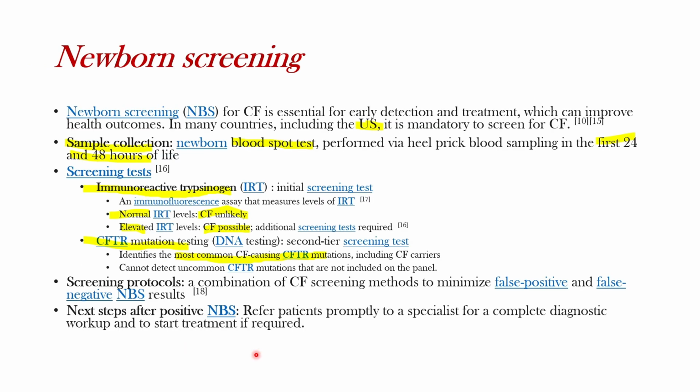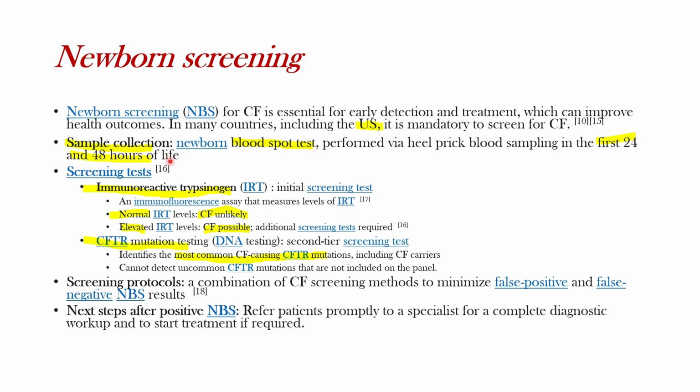Women will have reduced fertility because the viscous cervical mucus can obstruct fertilization, and we will have menstrual abnormalities, for example, amenorrhea, and delayed development of the secondary sexual characteristics. We will do a newborn screening. In some countries, for example in America, it's mandatory to do newborn screening, and it's mandatory for CF as well, to check if the baby has it or not.